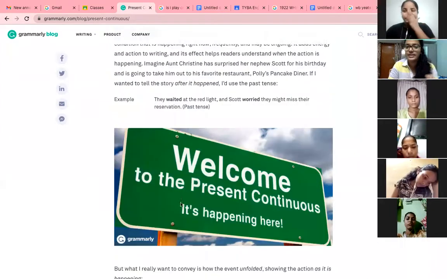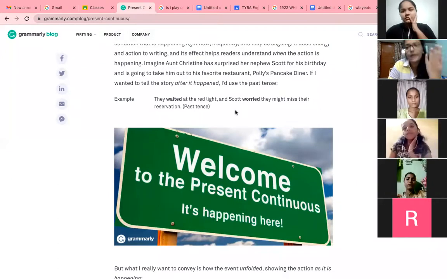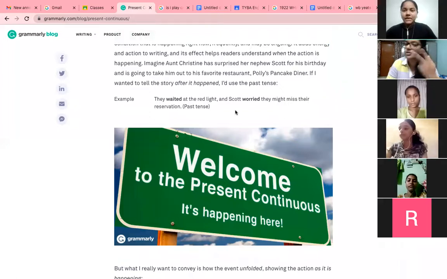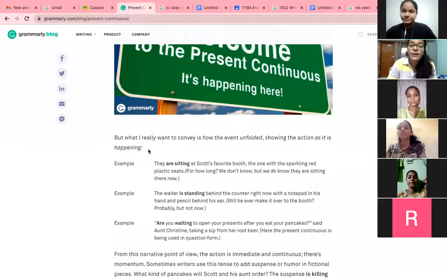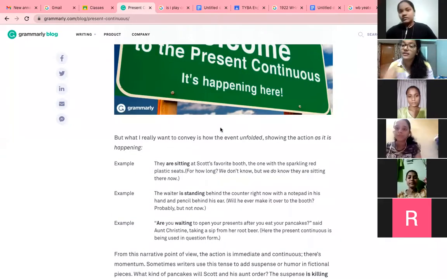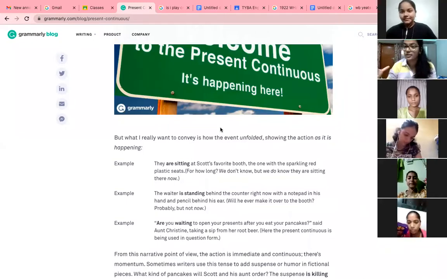ये तो हुआ, ठीक है? This sentence is describing ये हुआ, ठीक है? They waited at the red light, ठीक है? And Scott जो है, he worried a little bit that they might miss their reservation because it was his favorite restaurant. But now, if I want to convey how this happened, okay, how this was happening and show the action as it is happening, make it more interesting.